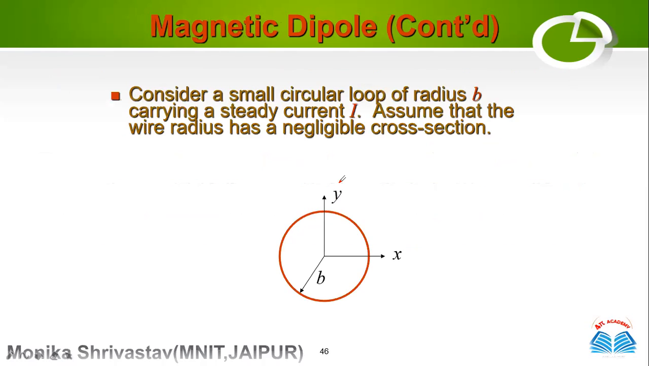So consider a small circular loop of radius b. Look at this loop. It has some radius b, carrying a steady current I. Let's suppose the current is in this direction. Assume that the wire has a negligible cross section.